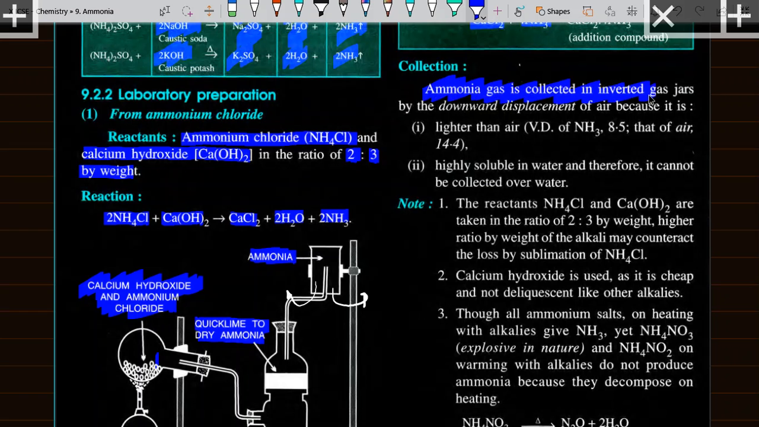Ammonia is collected in inverted gas jars by the downward displacement of air because it is lighter than air. Its vapor density is 8.5 and that of air is 14.4. And it is highly soluble in water and therefore it cannot be collected over water. So these are the two reasons why it is collected by downward displacement of air.